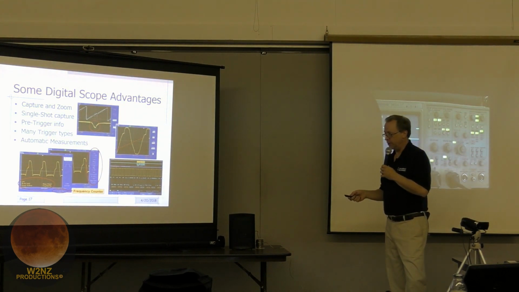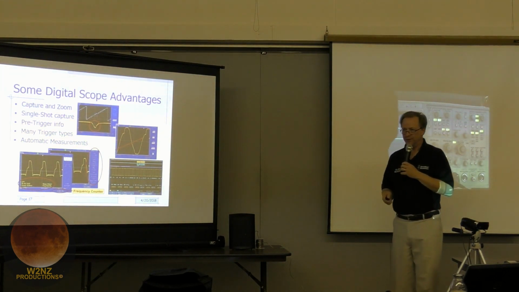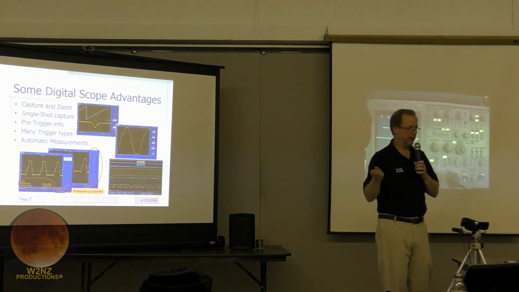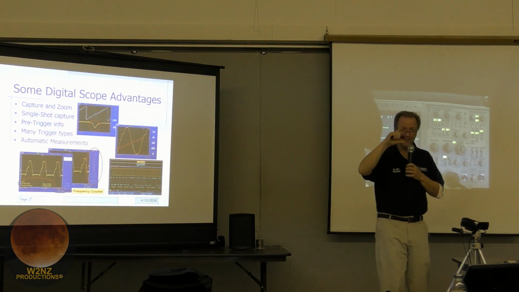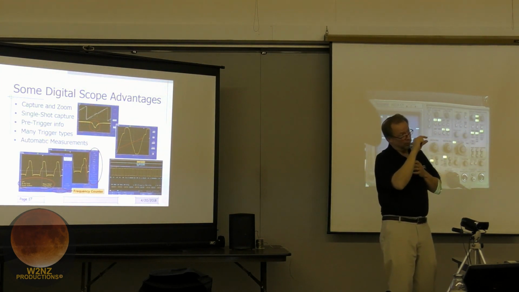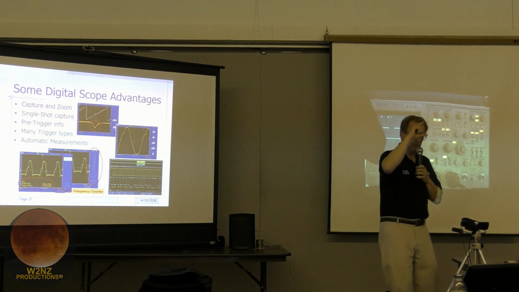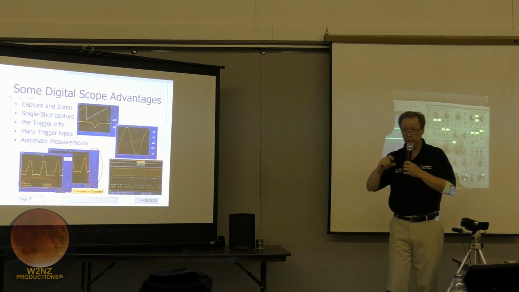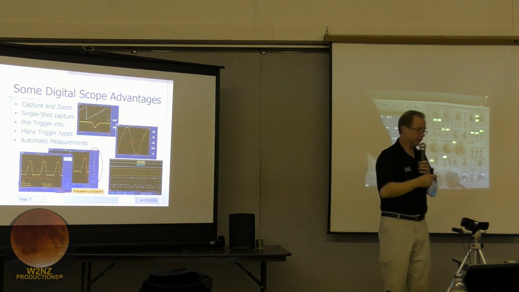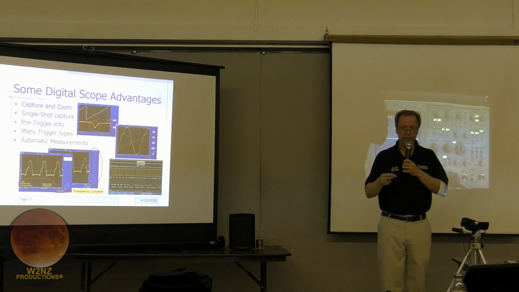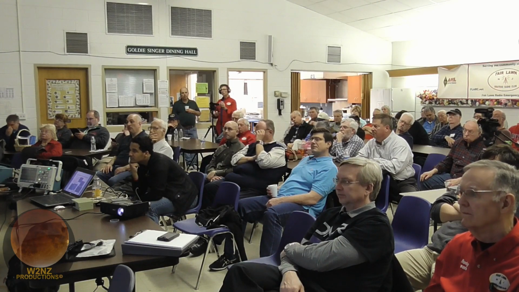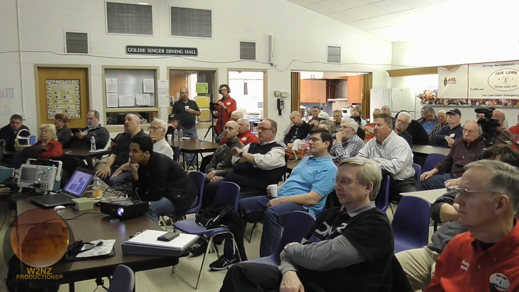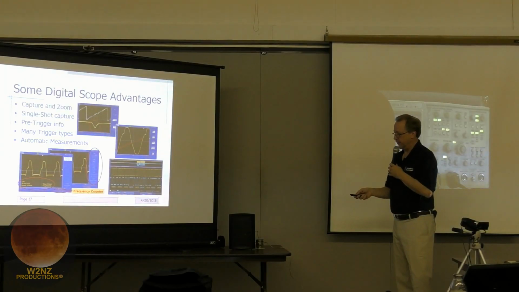Another big advantage is automatic measurements. Because now I've got these samples in memory, what's the peak-to-peak voltage? I don't have to go counting divisions, saying I've got 1 volt per division and 3.5 divisions, so that's 3.5 volts. I can just ask it: give me peak-to-peak voltage, give me RMS voltage, give me rise time, give me fall time. It just does the math, so you can't do that on an analog scope. Even things like frequency counters.